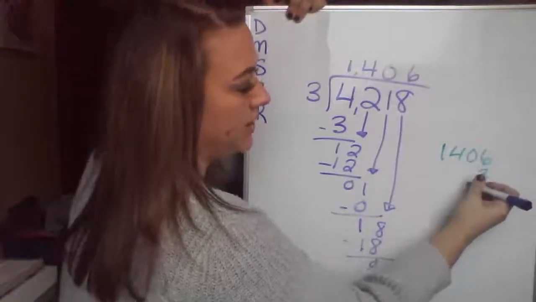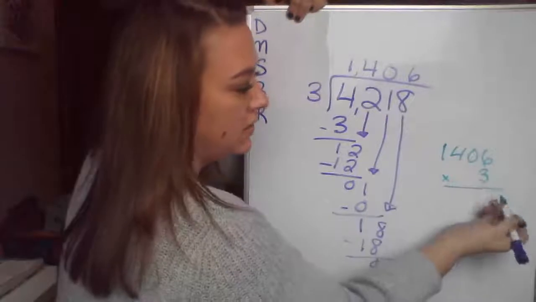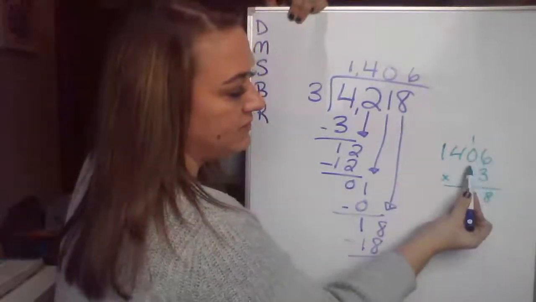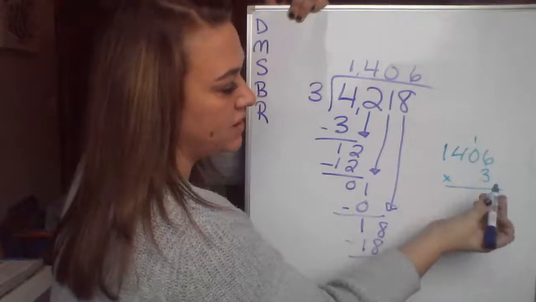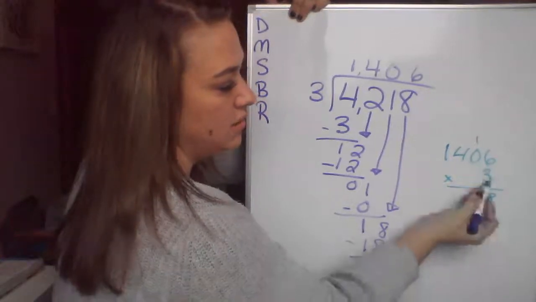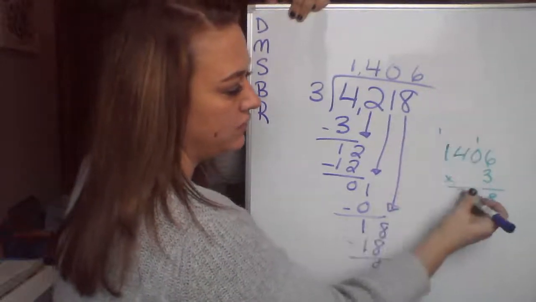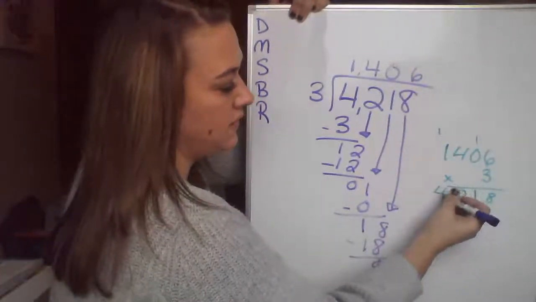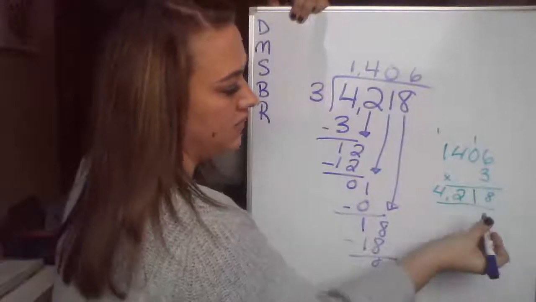1,406 multiplied by 3. 3 times 6 is 18. 3 times 0 is 0, plus 1 is 1. 3 times 4 is 12. 3 times 1 is 3, plus 1 gives me 4. 4,218.